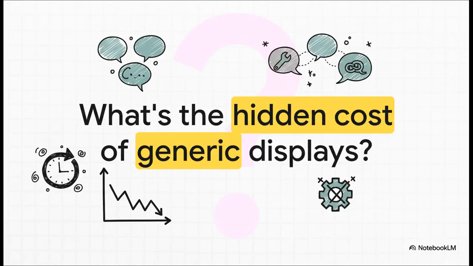Just think about it for a second. Every single time a supervisor has to pause and do that mental translation, okay, agent 7001, that's Jane, right? That's a tiny little moment of friction. But those tiny moments, they add up fast. Across a day, a week, a whole year, there's a real hidden cost to these generic displays that we kind of just accept as normal.